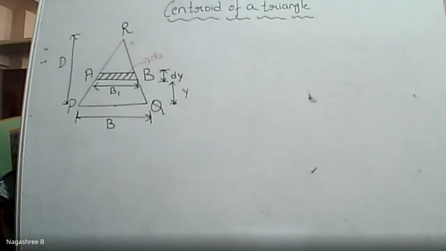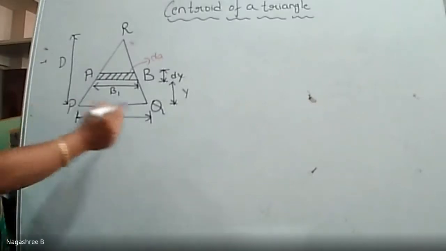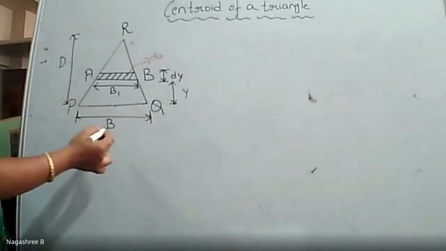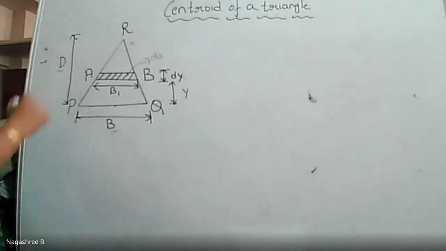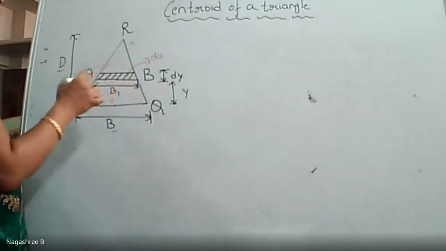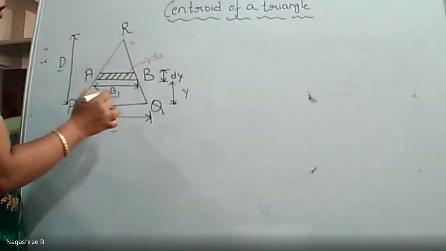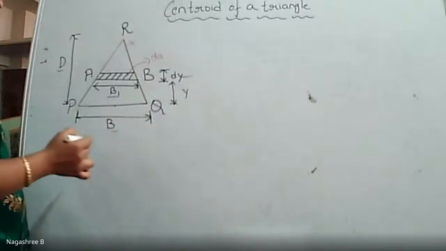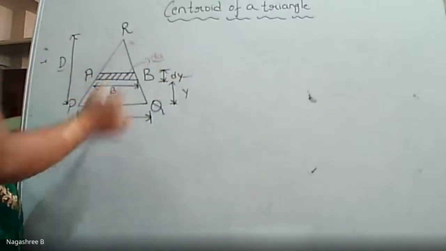Today I'll be discussing how to analyze the centroid of a triangular lamina. Here I have considered a triangular lamina PQR, whose base is equal to B and depth or height is equal to capital D. I have considered an elementary strip AB whose base is equal to B1 and depth is equal to dy. The area of the elementary strip is equal to dA.